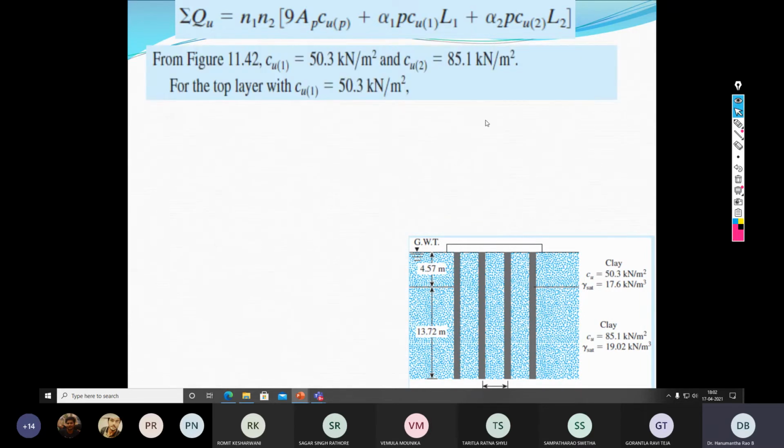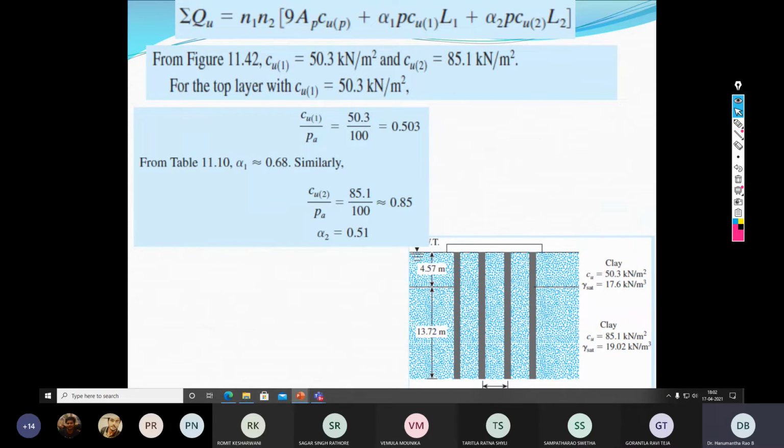Okay. So Cu1 is 50.3, Cu2 is 85.1. The top layer Cu1 is 50.3. Now there is another relation that is given. First calculate Cu by Pa. So for the first layer, Cu1 by Pa is 50.3 by 100, that is 0.503. And the relationship between Cu by Pa and alpha 1 is given in tabular form. As I told, this table will be provided in the exam, so you don't need to bother.